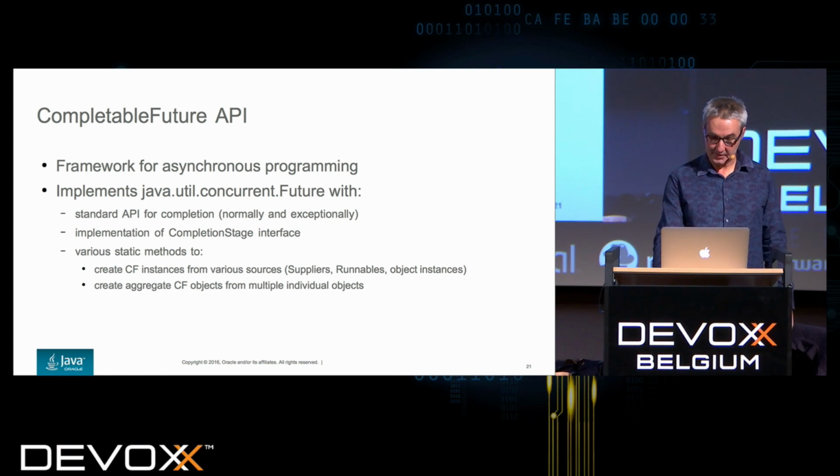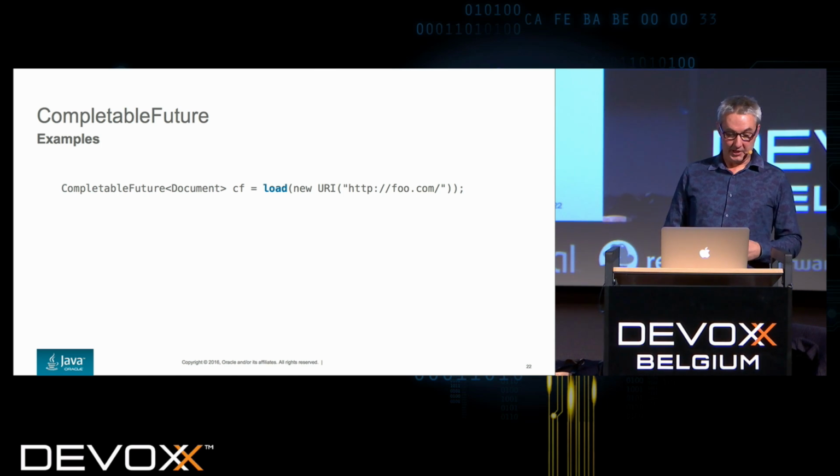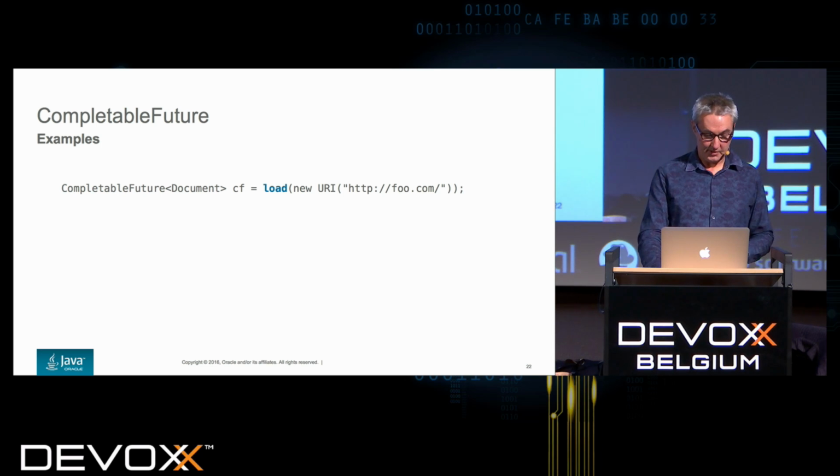So what can you do with this class? Let's take a simple example. Imagine that we have a method of some class, and the method is called load. It takes a URI. Instead of just blocking and returning some object like a Document, this works asynchronously and returns a CompletableFuture of Document. When you call load, it returns immediately, having started the load operation in the background on a background thread. It returns your CompletableFuture object, so what can you do with that?